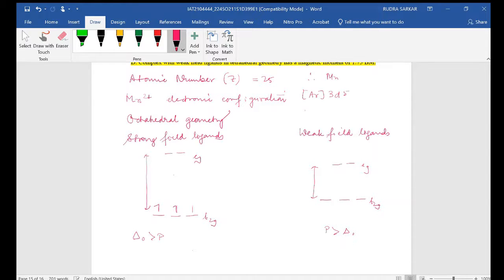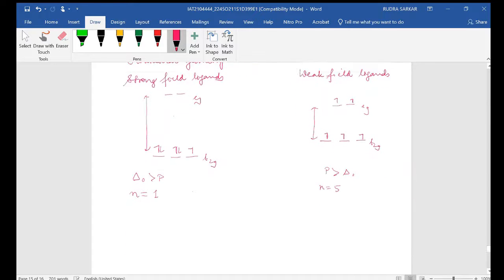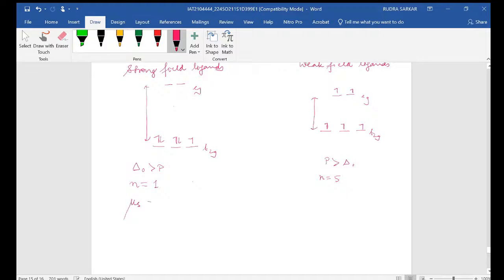So here, if we fill up the electrons, the value of n, the number of unpaired electrons, is 1. But when we consider the weak field ligands, the value of n is going to be 5. Which means mu S, calculated using this formula in terms of Bohr magneton, is going to be 1.73 Bohr magneton here, and for the weak field case we will have 5.9 Bohr magneton.